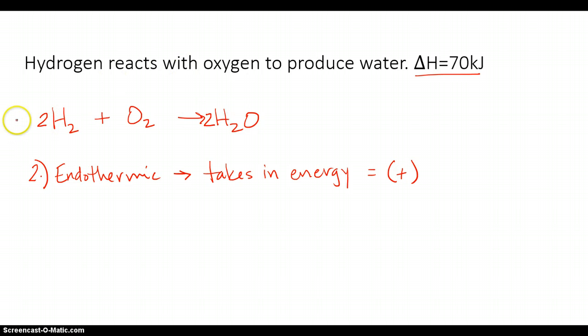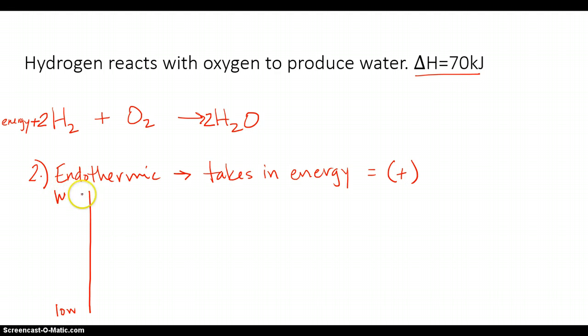Now, next I need to include the word energy. Because it looks like it's taking in energy, energy has to not be a product, but it has to be a reactant. So I write the word energy plus H2, 2H2 plus O2 reacts to make H2O. So in this case, because it's endothermic, I make the energy be part of the reactants.